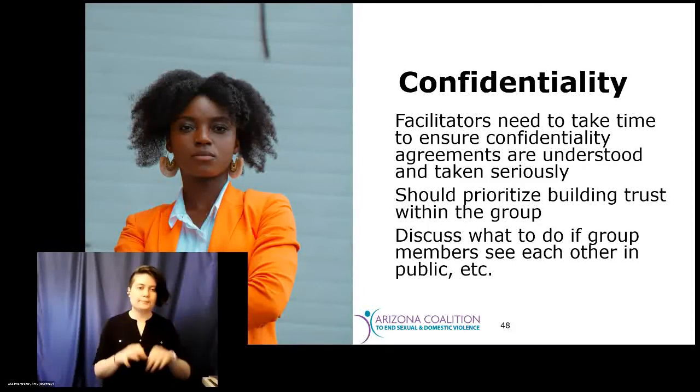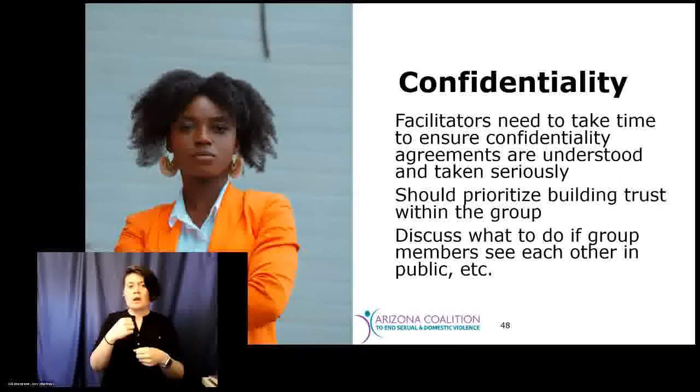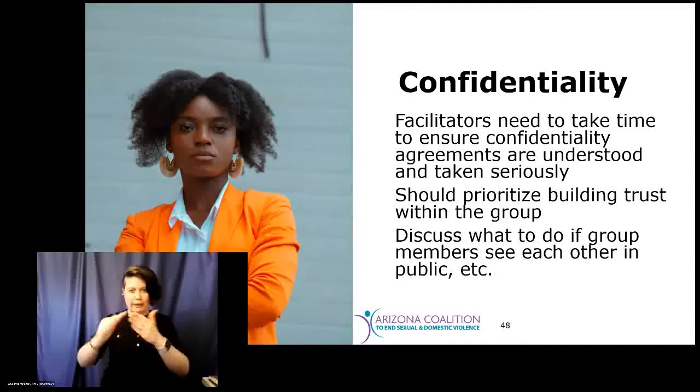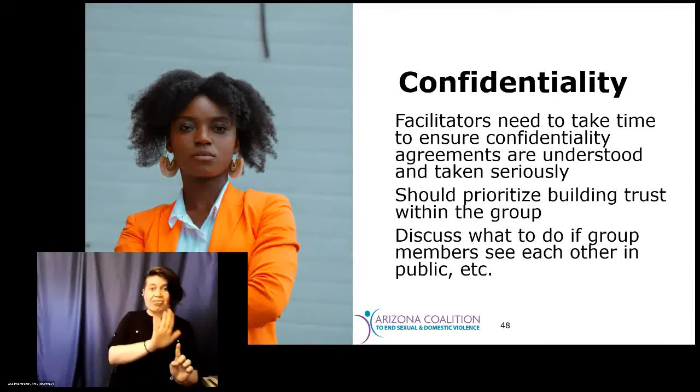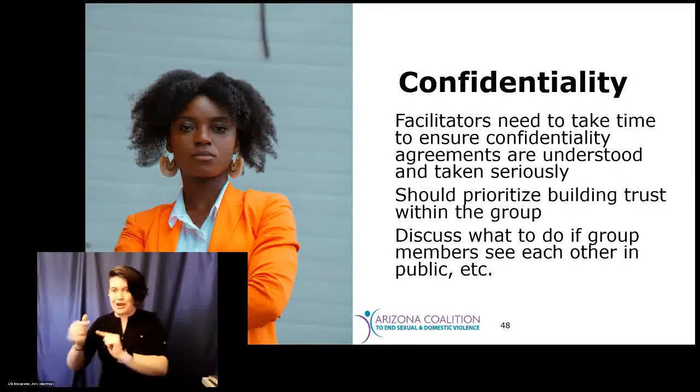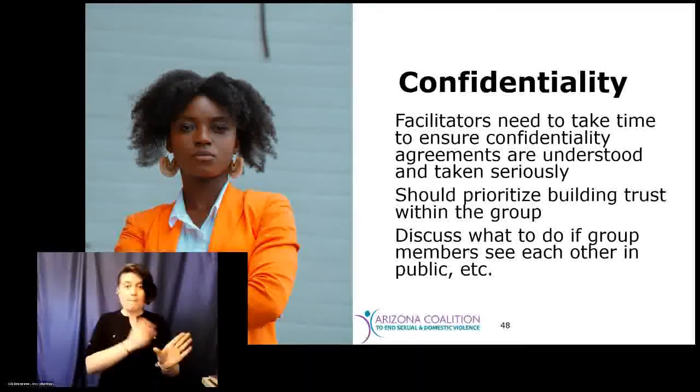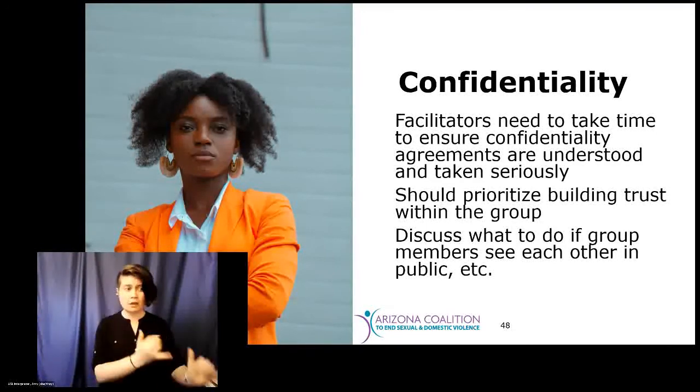Especially in rural areas, facilitators should expect participants may know each other in some way or another. One participant's sibling could be the person who caused another participant harm, or participants might even discover that they've been harmed by the same person. And this can be challenging in many different ways for participants.